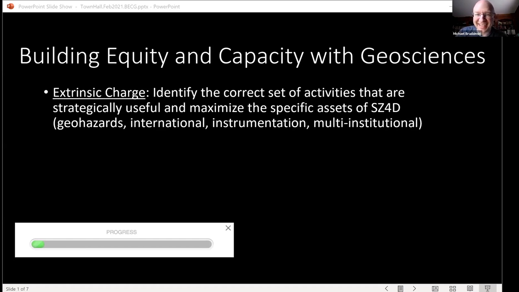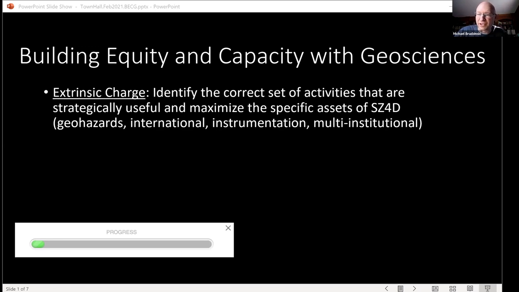So yes, as Harold has noted, we are a new group that's contributing to SZ4D. Our name is fairly recent, so you'll hear it referred to in a variety of ways. But again, the original charge here was to try and identify the correct set of activities that are strategically useful and maximize those specific assets of SZ4D. So things like geohazards, the fact that it's international, heavy amount of instrumentation, that it's multi-institutional.